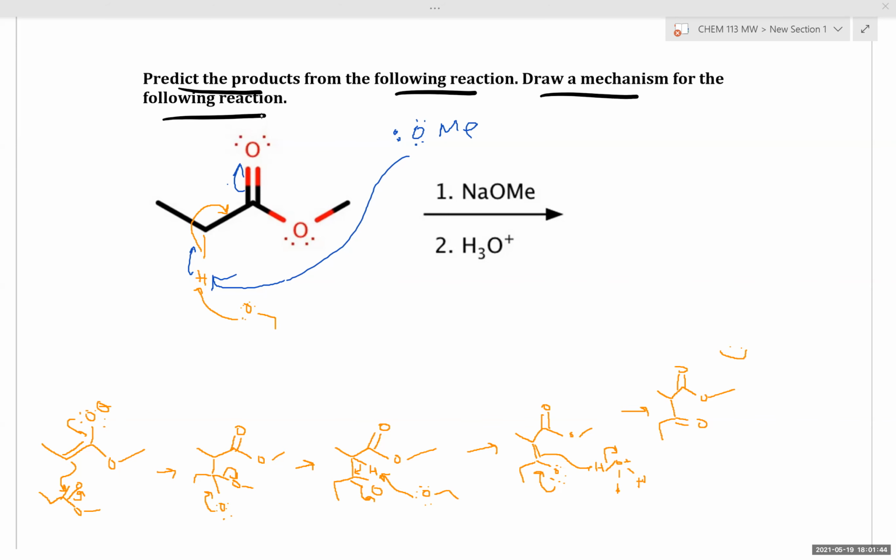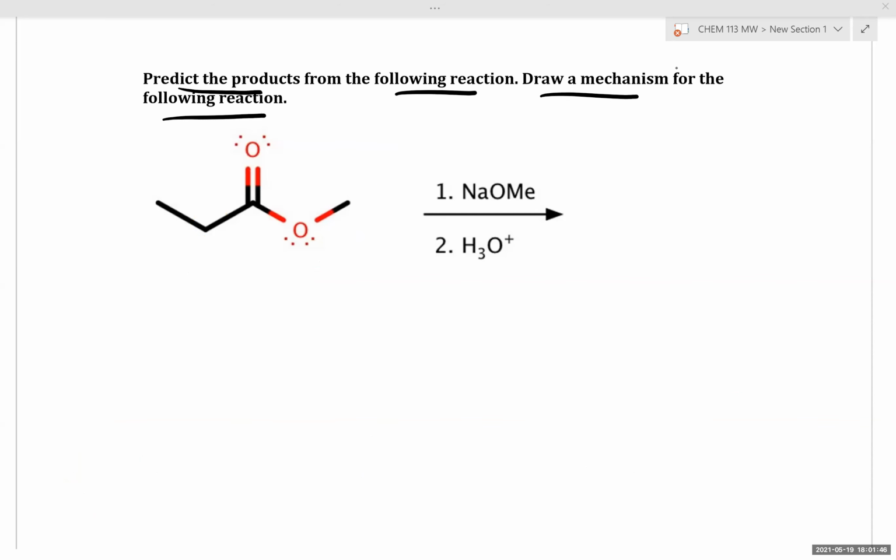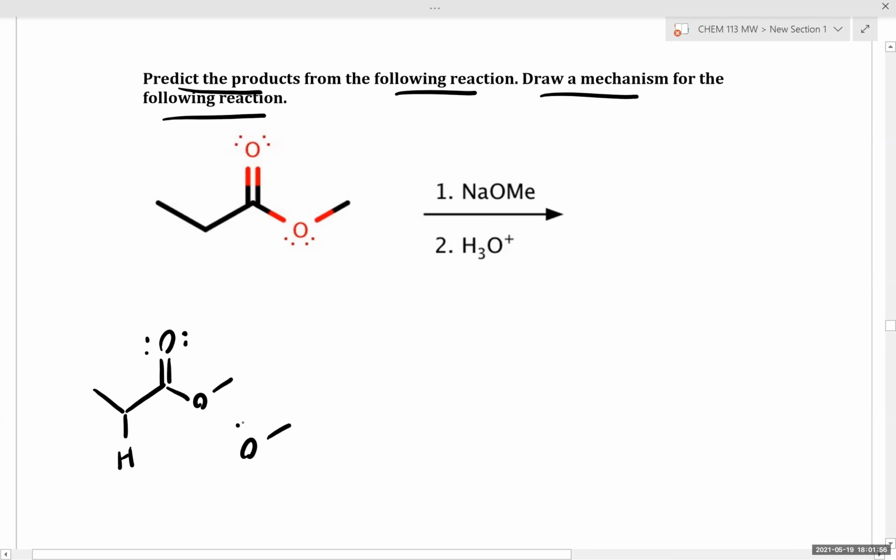So these proposed mechanisms look great. So let me just re-annotate them for our reference. The way that I like to approach these mechanisms is just step by step. So we have an acidic alpha proton, we have a basic species, methoxide can pull off our alpha proton, and we can get our enolate.